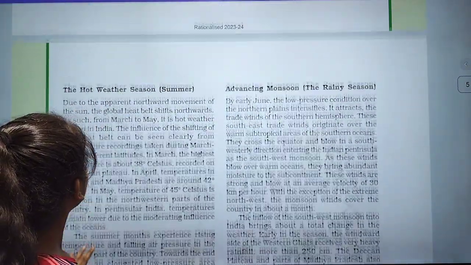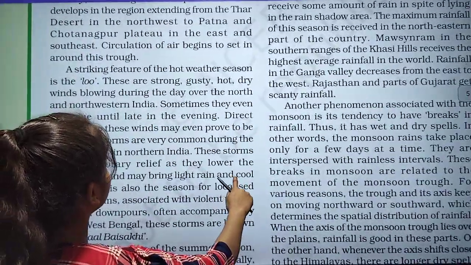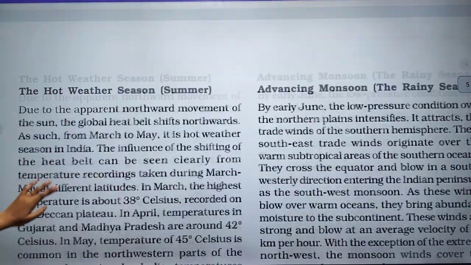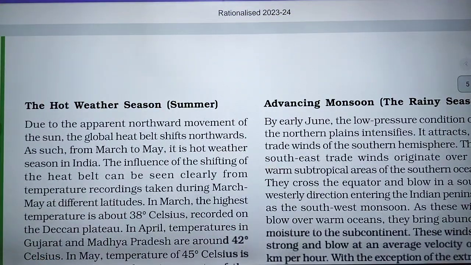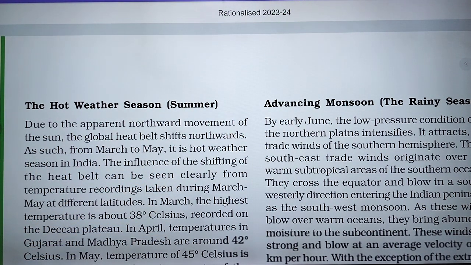Now, next one is the hot weather season, which means summer. This season is due to the apparent northward movement of the sun. If the sun moves northward, it becomes the hot weather season.